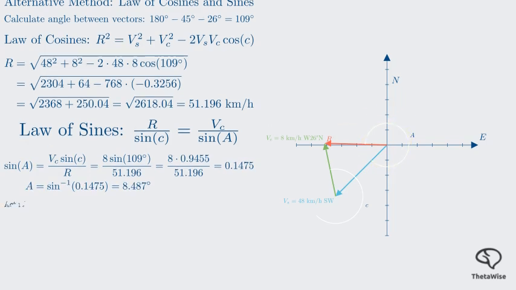The actual angle we want, the angle with the west axis, is the ship's angle, 45 degrees, plus this calculated angle A, 8.487 degrees, which gives us 53.487 degrees south of west. You can see this angle differs from the memo's value.